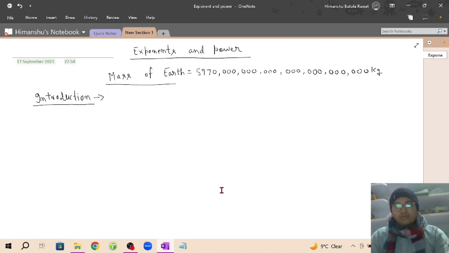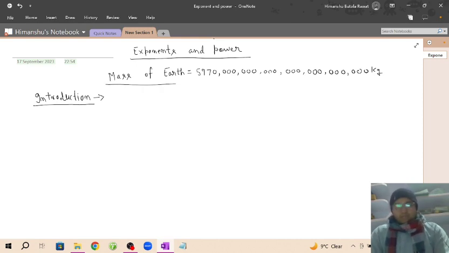Today I am going to start a new chapter, that is exponents and power, after the mensuration chapter. I know there are a few questions left in the mensuration chapter. We will do them whenever the session starts in the offline classes. This is a very new chapter to you, and this is a very easy chapter, and it is also very important for your annual examination.